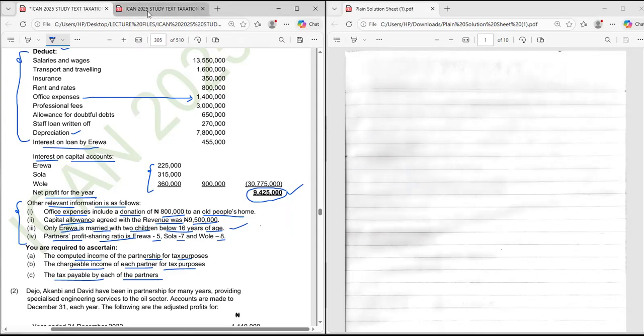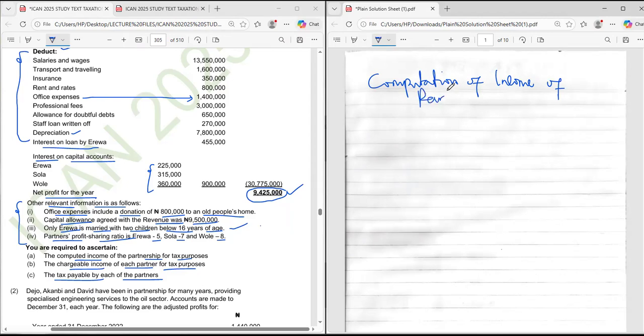So that is all. Now let's prepare. The first one is A, the computation of partnership income, the income of the partnership. Accounting is simple. We are starting with this net profit. Bring the net profit. That is the profit I want to adjust, more or less like saying adjusted profits. So we have net profit.